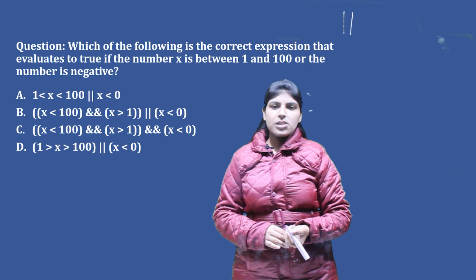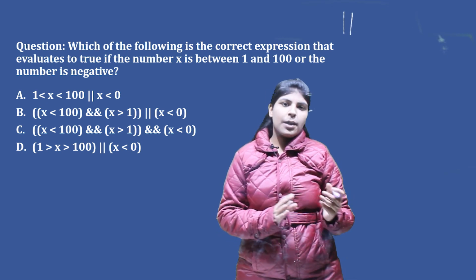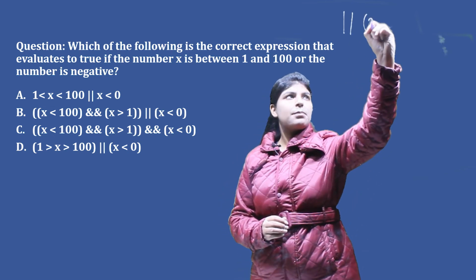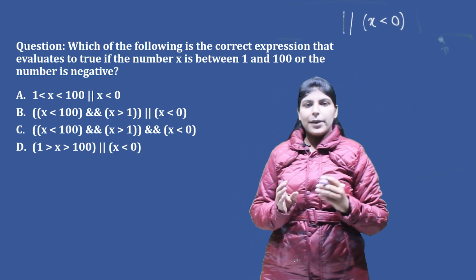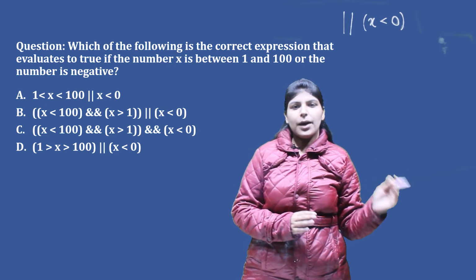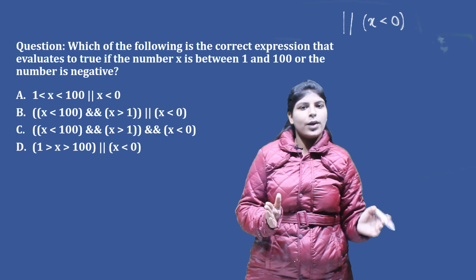Now what is the second condition? The second condition is very simple. It is just the number should be negative. So the number should be negative means it should be less than 0. So the second condition is simply x less than 0. What is the first condition? It should be between 1 and 100. So that means it should be greater than 1 but less than 100. So between 1 to 100 means it should be from 2 to 99.